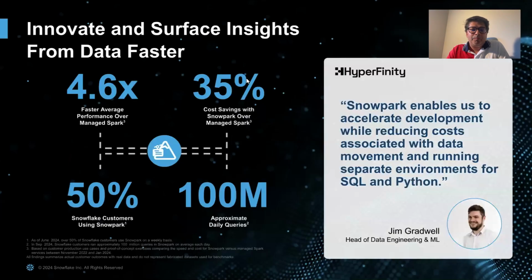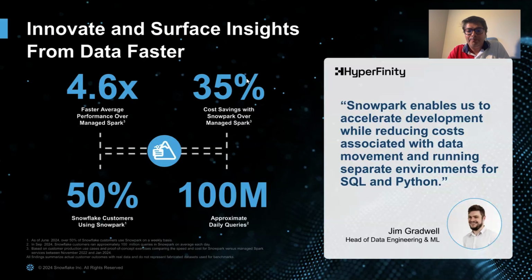In fact, since Snowpark went GA, we have had multiple customers migrate from their traditional data engineering pipelines to leverage the robustness, scale, as well as modernization capabilities available with Snowpark. And the benefits speak from the numbers. As you see, on average, customers have seen 4.6x faster average performance over managed Spark, and 50% of Snowflake customers are using Snowpark, and it has helped on average with cost savings as well as performance.